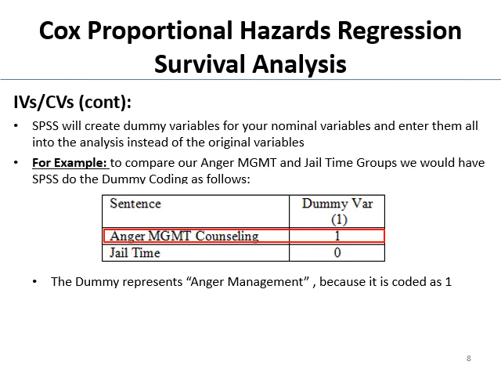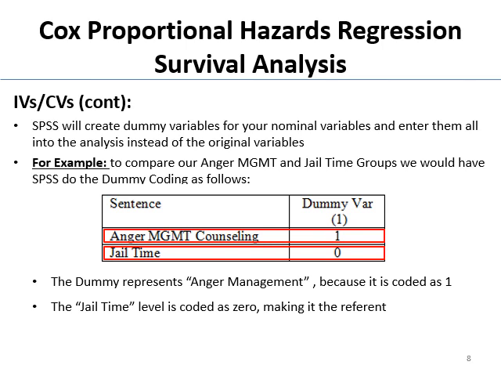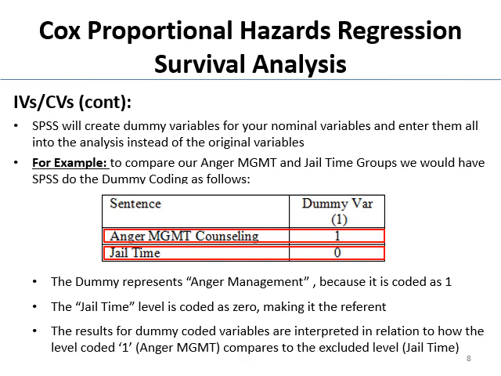So why? Because anger management is the one coded as 1. That's why. So the jail time is coded as 0, makes it the referent. And so this would be saying first is the referent. That's what will get you this particular dummy coding scheme. So the results for dummy coded variables are interpreted in relation to how the level coded 1, in this case anger management, compares to the excluded level, that's the one coded 0, which is jail time. And that makes sense because anger management's the new program. We want to know, how's the new program compare to the old standard, just throwing them in jail.